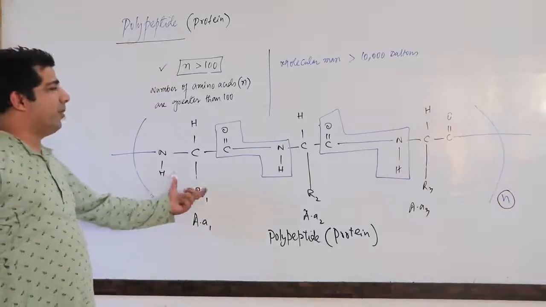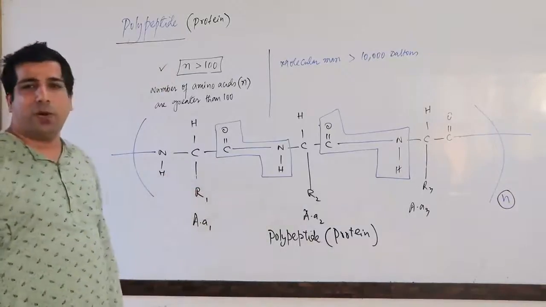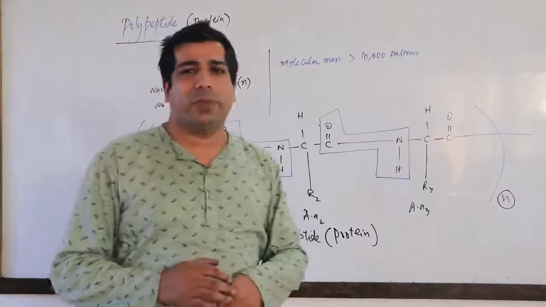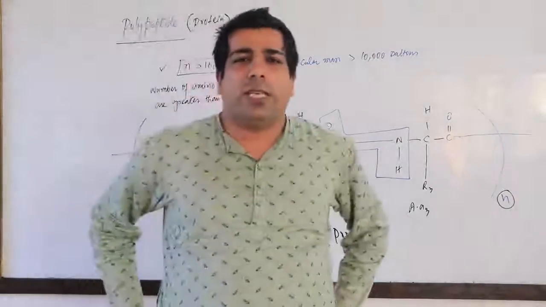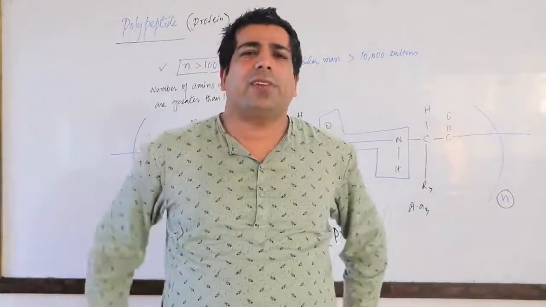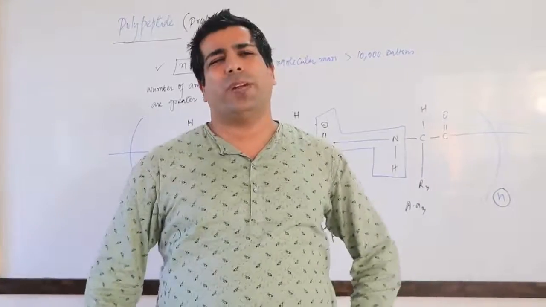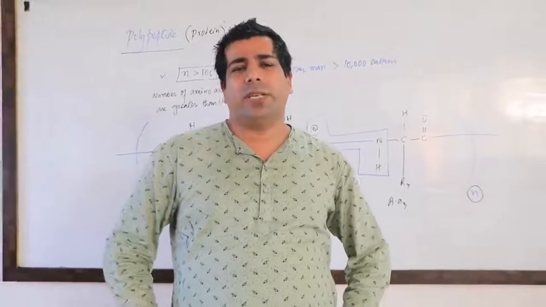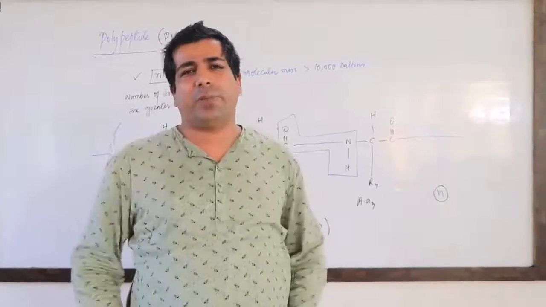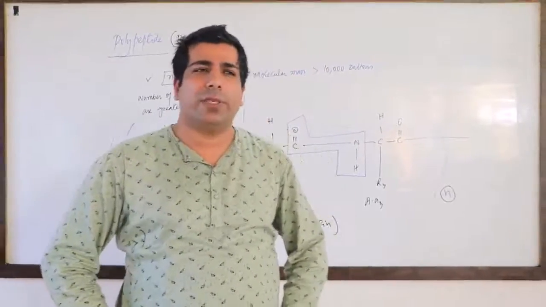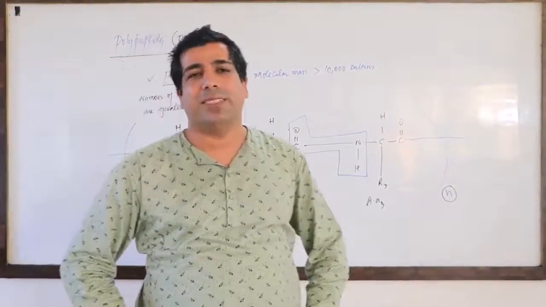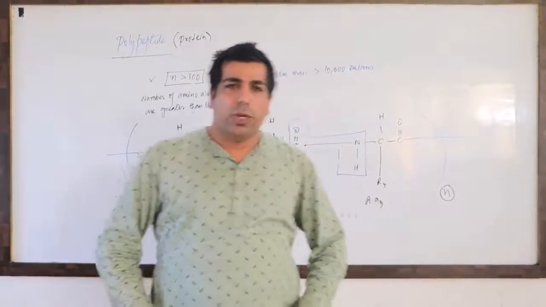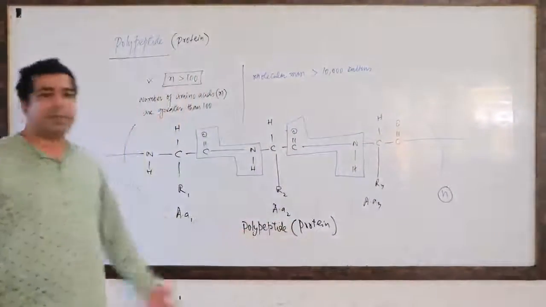So this is your polypeptide. And how many peptide bonds will be in this polypeptide? If the N value, let us suppose, is greater than 100, greater than 100 means what? If it is, let us suppose, 200, the peptide bonds will be how many? Amino acids are 200, peptide bonds will be 200 minus 1. How much is that? 199 will be the peptide bonds. Please remember that thing. So, please make note of this.